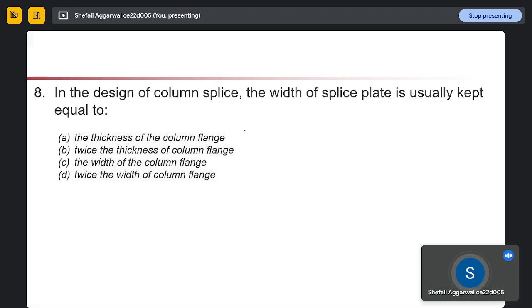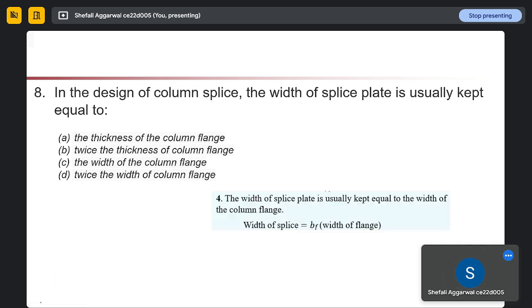Okay, then we go to the next question. In the design of column splice, the width of splice plate is usually kept equal to the thickness of column flange, twice the thickness of column flange, width of column flange, or twice the width of column flange. So this we have already studied. So width of splice plate should be kept as width of column flange. So answer is C. Okay.